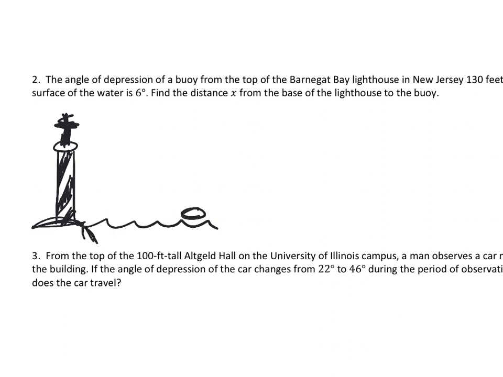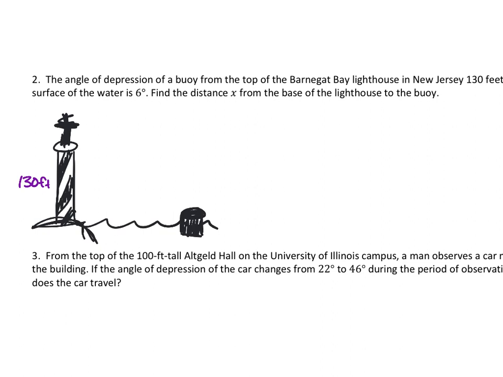In this water, there's some sort of buoy. A buoy is like a floating object in water. It usually tells boats lanes to go through. We don't really live near water, so you may not be comfortable with water vocabulary. But what has happened here is we said that the lighthouse itself is 130 feet tall. So we've labeled it. And that the angle of depression from the top of the lighthouse to the surface of the water to the buoy is 6 degrees.